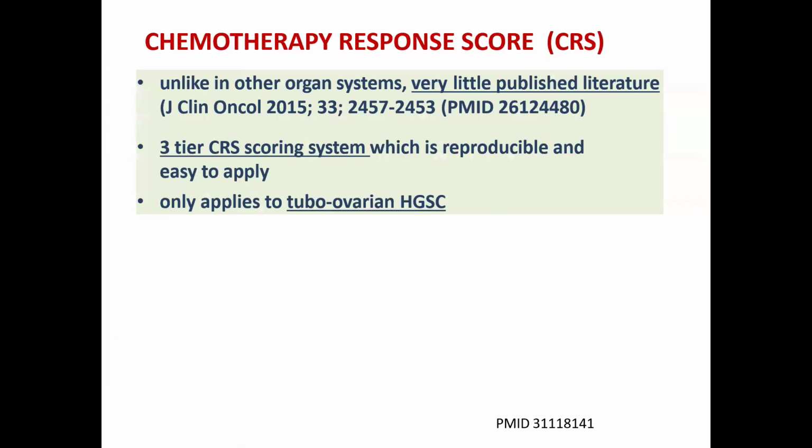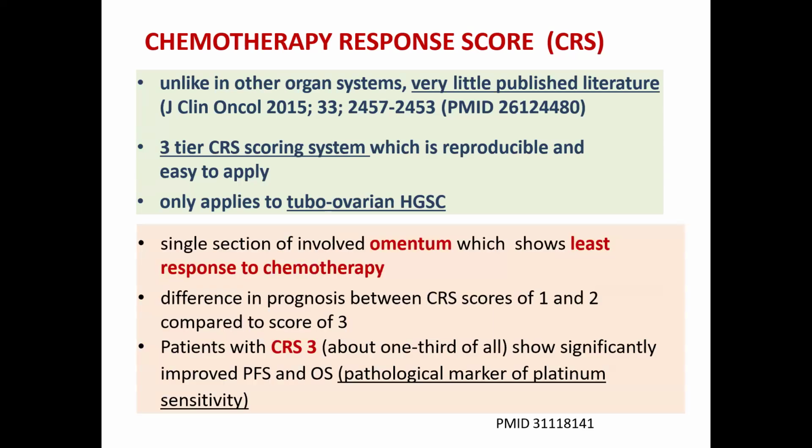Regarding the chemotherapy response score, unlike other organ systems, there is very little published literature on this. There is a three-tier chemotherapy response score system that's reproducible and easy to apply. It's only applied to tubo-ovarian high-grade serous carcinoma. This is not applied to endometrioid, clear cell, or any other types. We apply it on the omentum because this is the most prognostic, in the block with the least response to chemotherapy.